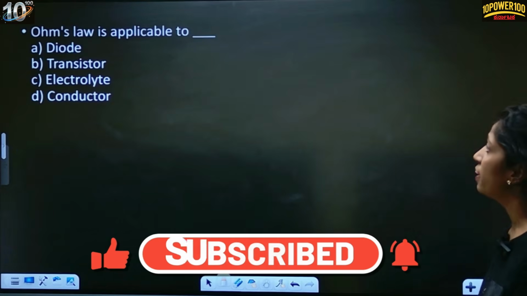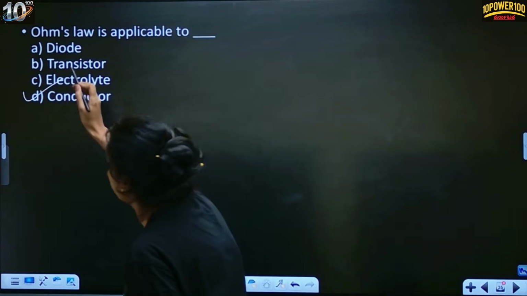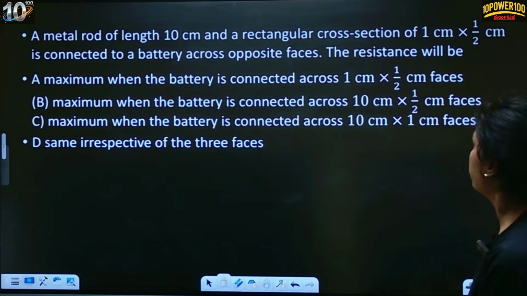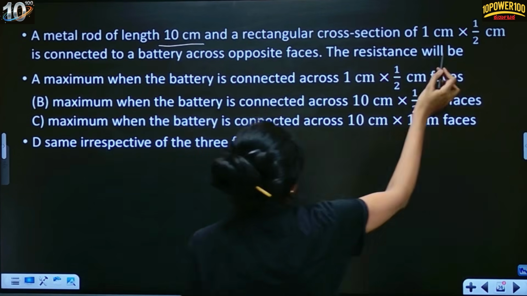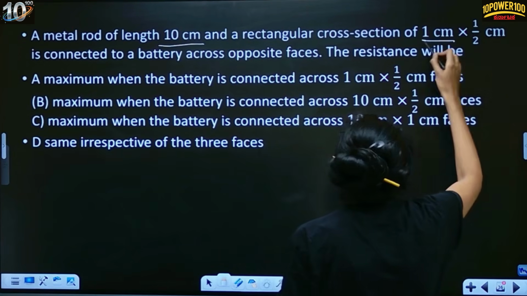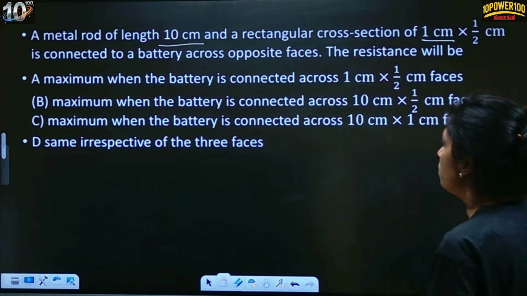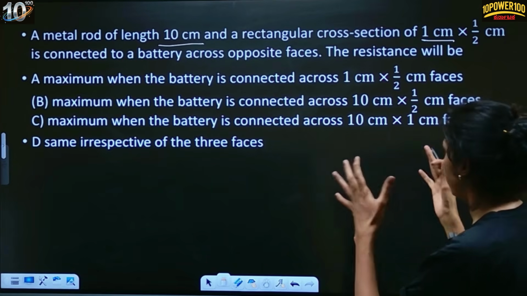Okay, moving to the next. Ohm's law is applicable to, we all know Ohm's law is applicable to only conductors. Fine. Next, a metal rod of length 10 centimeter, rectangular cross-sectional area is 1 centimeter into half centimeter, is connected to a battery across opposite faces. The resistance will be, okay, so don't get tensed by seeing a very big question.